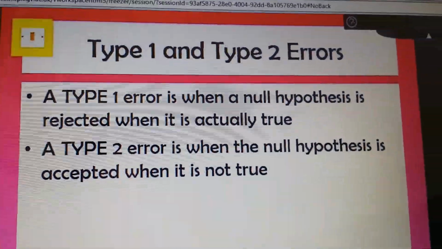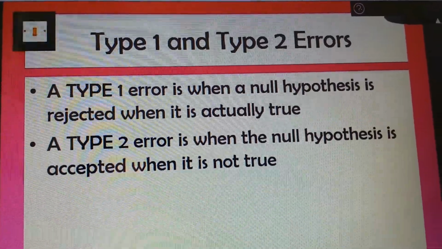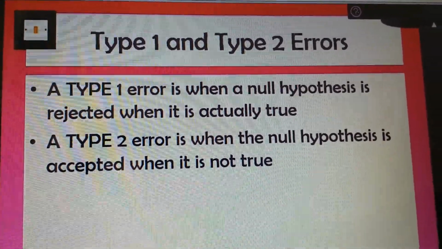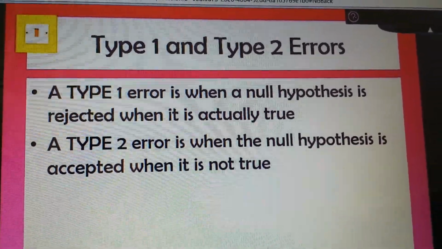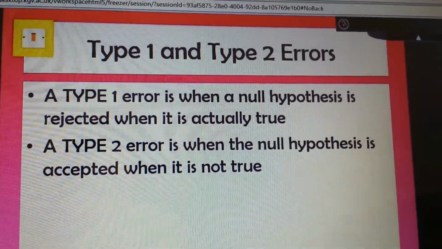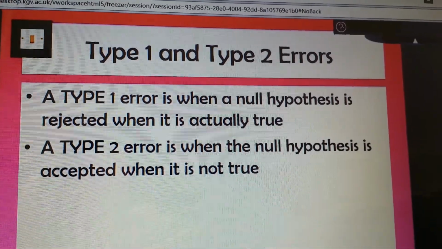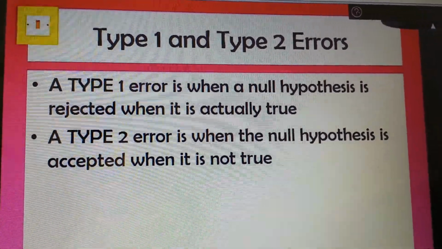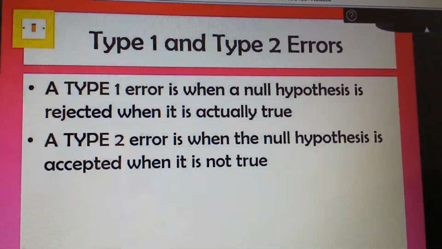Type 1 and type 2 errors. There's no easy way of remembering this, but a type 1 error is when the null hypothesis is rejected when it's actually true. A type 2 error is when the null hypothesis is accepted when it is not true. Again, you need to remember these.